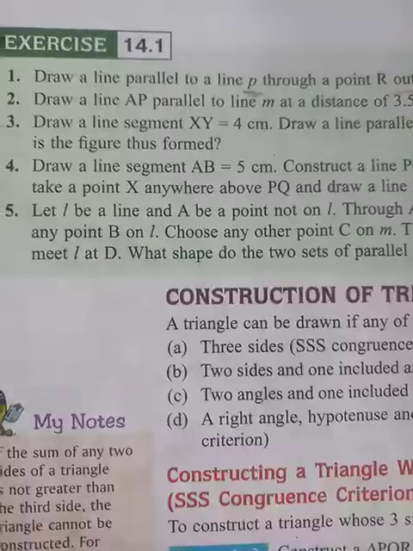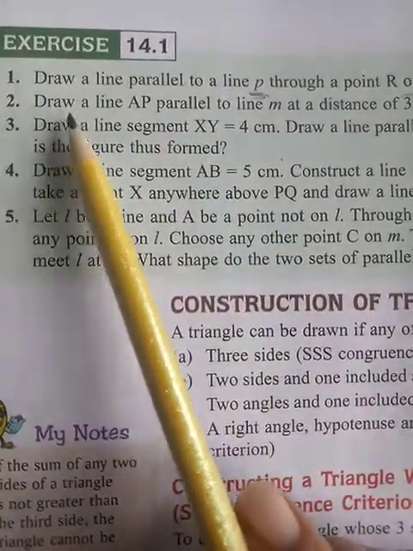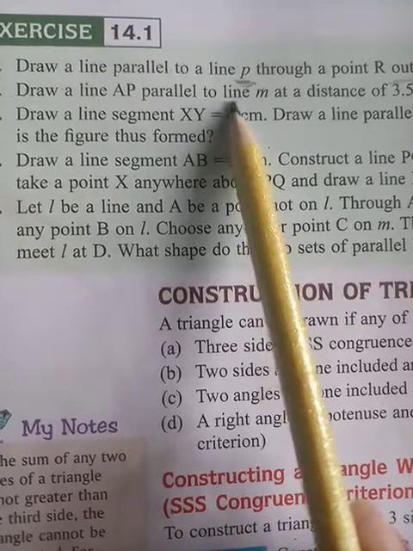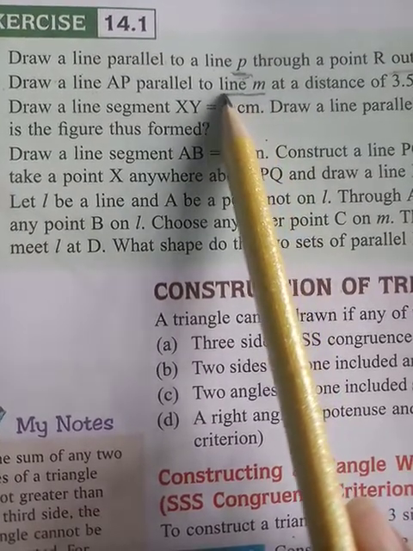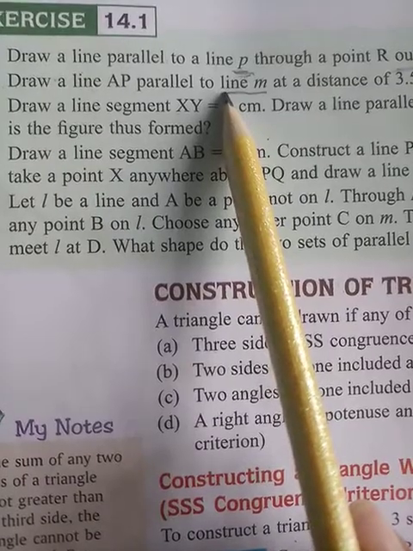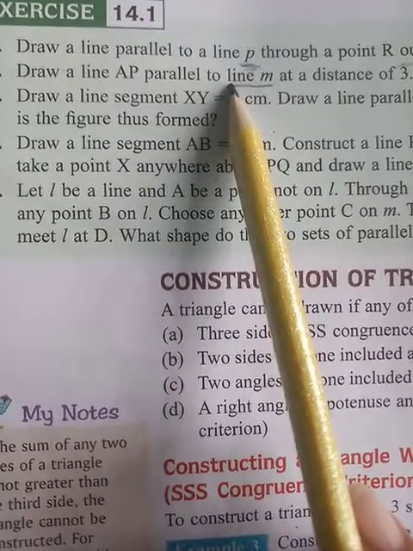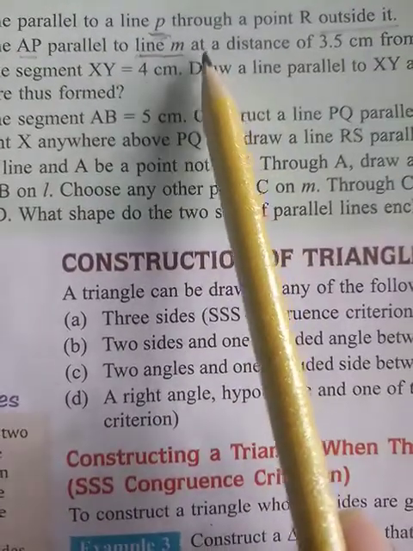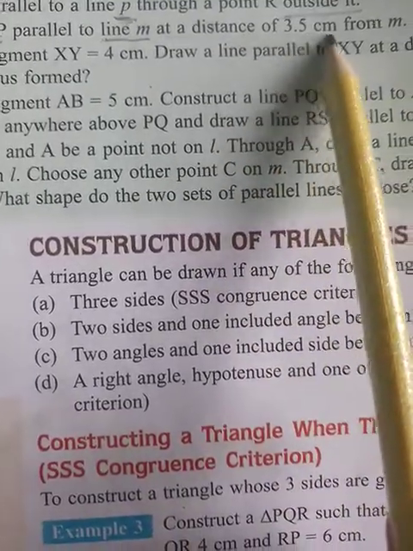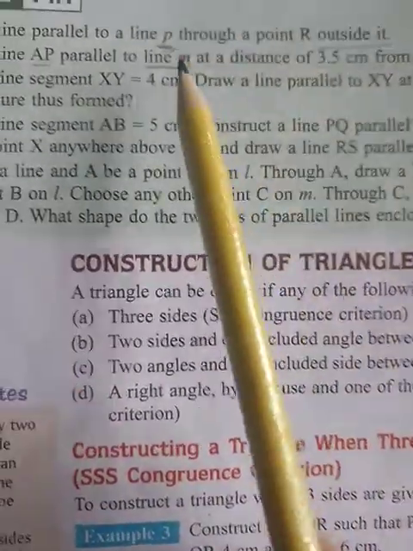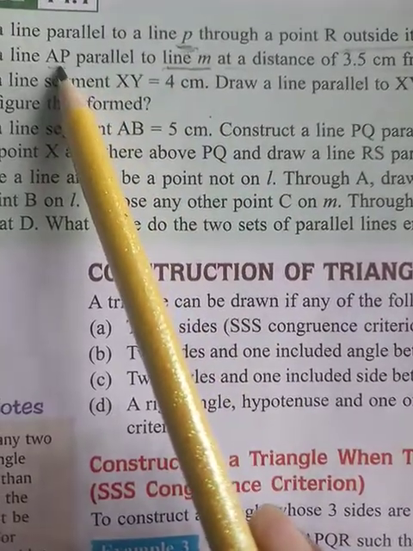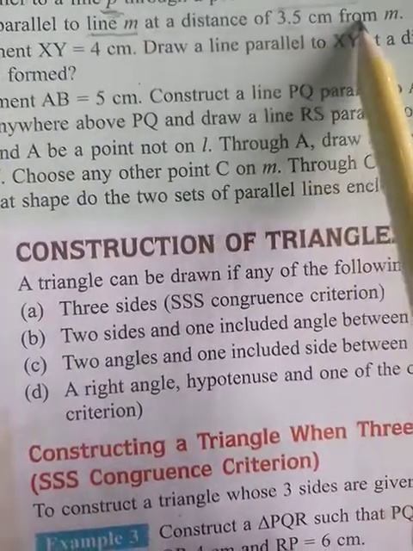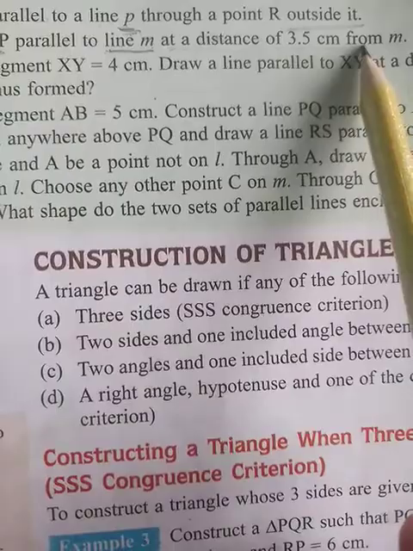The second question is: draw a line AP parallel to line M, means the construction should start from line M, and the new line which we will make should be named AP. And they have written here at a distance of 3.5 centimeter from M, means the distance between the new line AP and M should be 3.5 centimeter. So let's start the construction here.